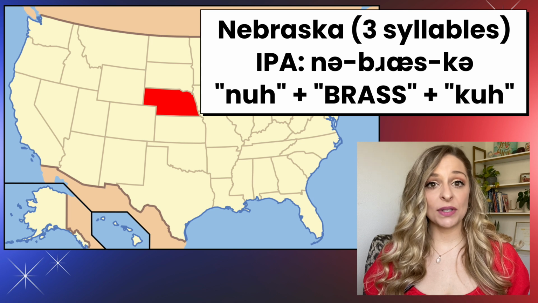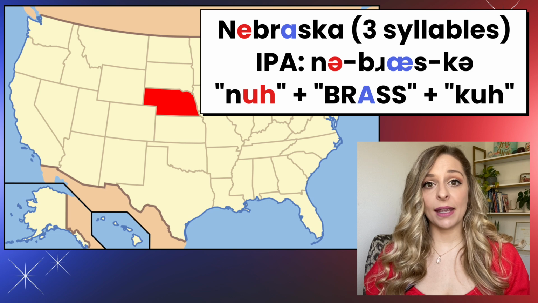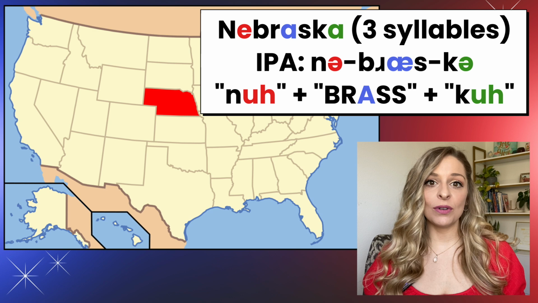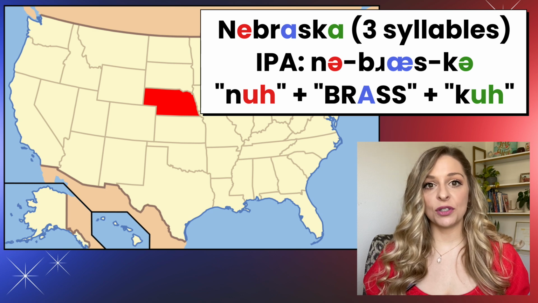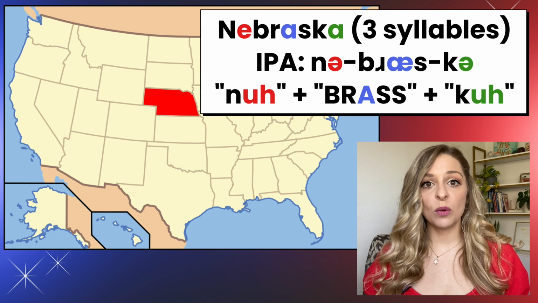This word has three syllables, Nebraska. The E reduces to a schwa, na. We stress the second syllable and the A makes an A sound, brass. And then the last syllable is k. The A reduces to a schwa, Nebraska, Nebraska.